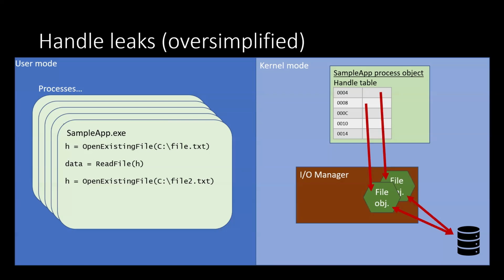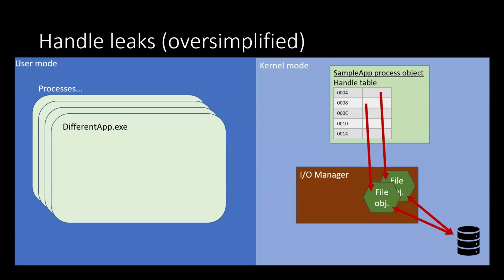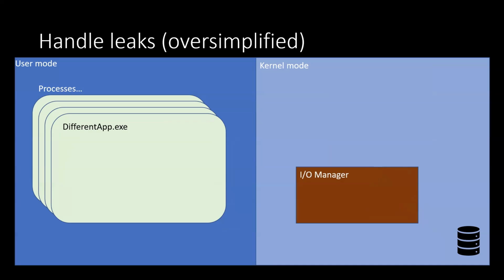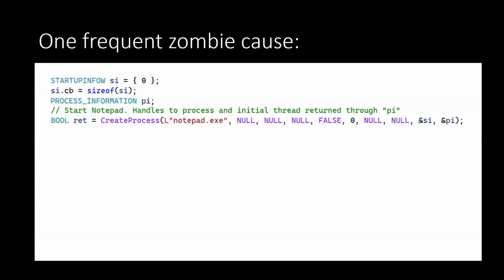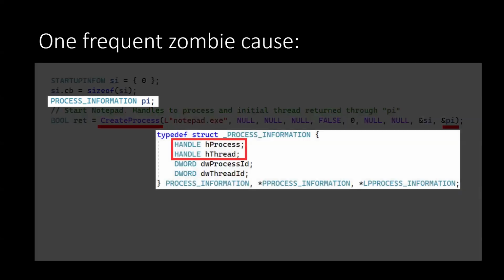Now, when a process exits, like sample-app.exe exits, all the handles in its handle table are closed, and objects with no remaining references to them are freed. But when you have a long-running process, that might never happen. One frequent cause of zombie processes is incorrect use of the Win32 API used to start new processes on Windows. So when the create process API succeeds, it returns two handles to the caller through a process information structure, one handle to the new process and one to its initial thread.